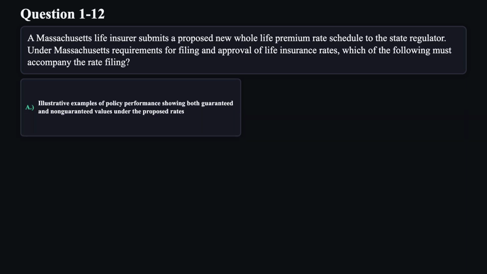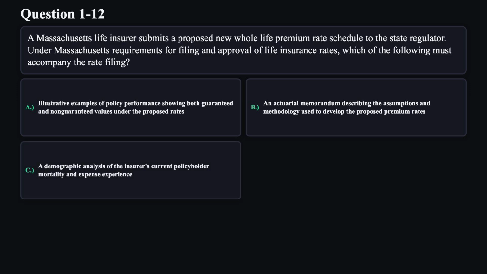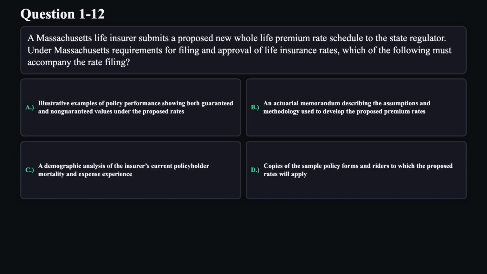A. Illustrative examples of policy performance showing both guaranteed and non-guaranteed values under the proposed rates. B. An actuarial memorandum describing the assumptions and methodology used to develop the proposed premium rates. C. A demographic analysis of the insurer's current policyholder mortality and expense experience. D. Copies of the sample policy forms and riders to which the proposed rates will apply.